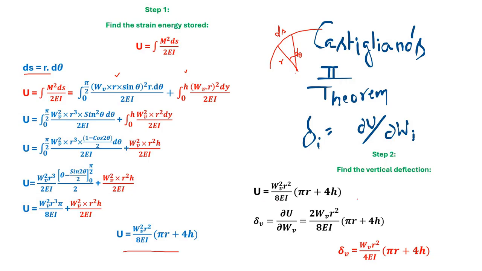So here the strain energy is U, and you take the partial differentiation. So del V is equal to dou U by dou WV, and finally you end up with this expression: del V equal to WV R squared by 4EI into pi R plus 4H. So Castigliano's second theorem plays a role here, which uses the strain energy to calculate the vertical deflection.